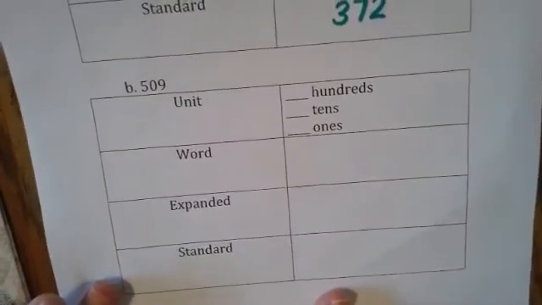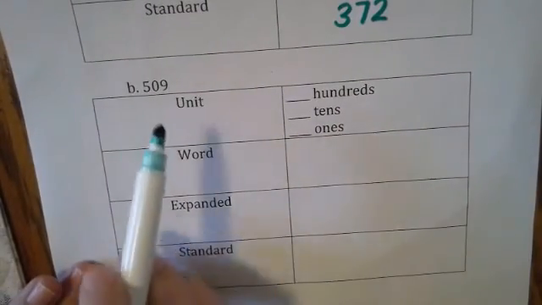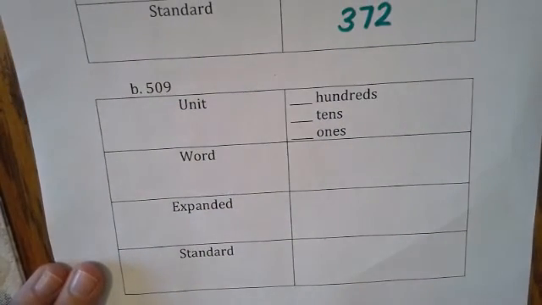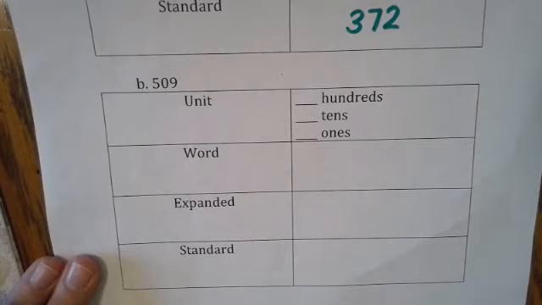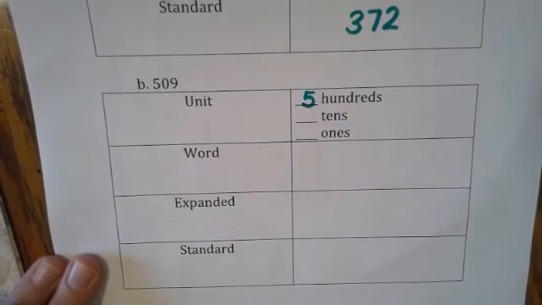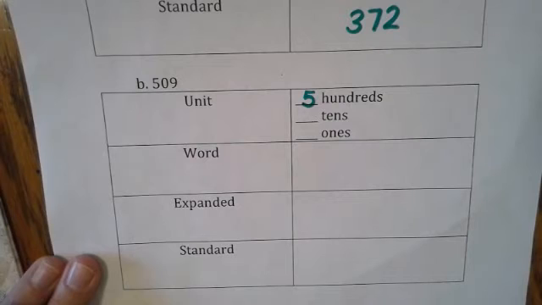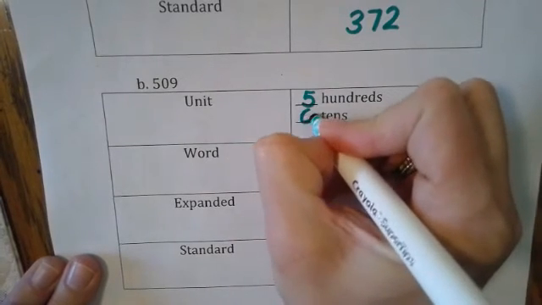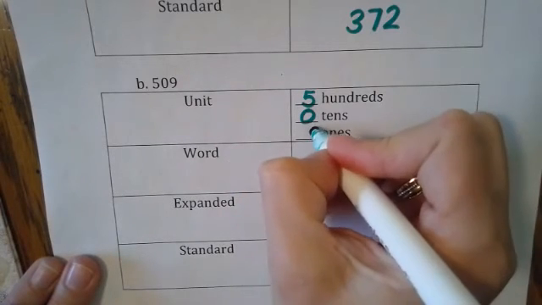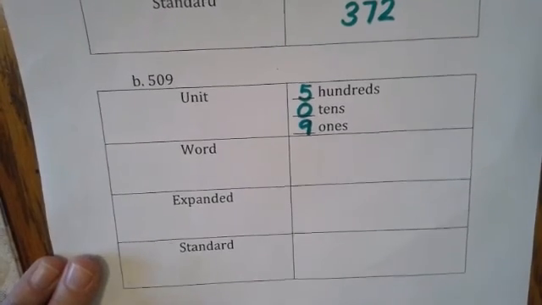Next, we're going to take a look at the number 509. I have it right here. And if you could help me out, what do we have if I have 509? How many hundreds do I have? You got it. It's 5 hundreds. Then, do I have any tens? I don't have any tens, but my 0 is going to hold the place. And then finally, how many ones do I have in the number 509? I have 9 ones. Good job, guys.